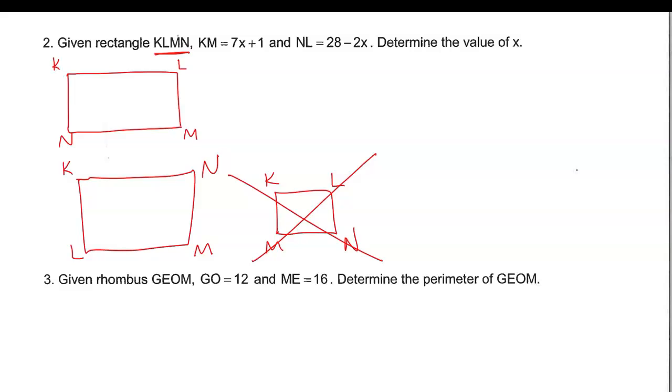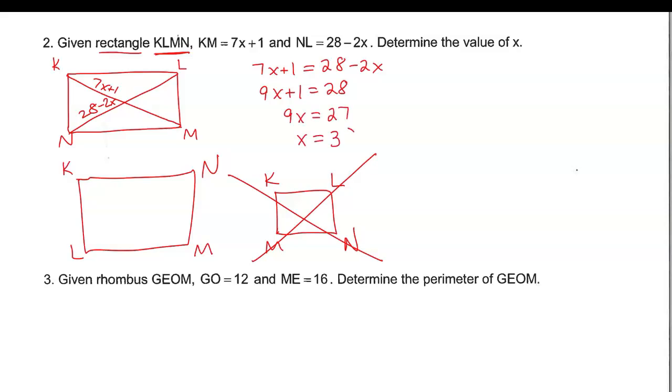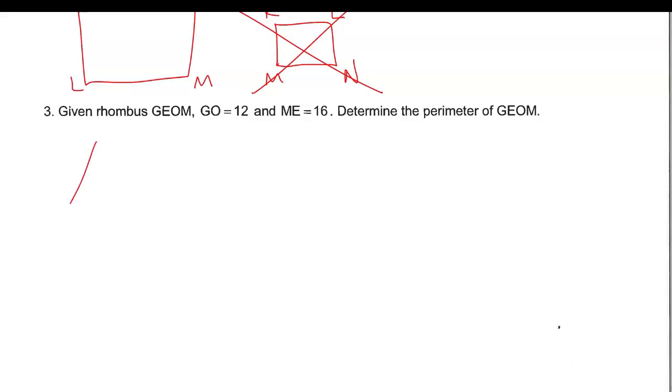Okay, we get diagonal information again. So KM is 7x plus 1, and diagonal NL is 28 minus 2x. This is a rectangle. Just learn the diagonals of a rectangle are congruent. That means 7x plus 1 would equal 28 minus 2x. So let's solve for x. The answer is 3.